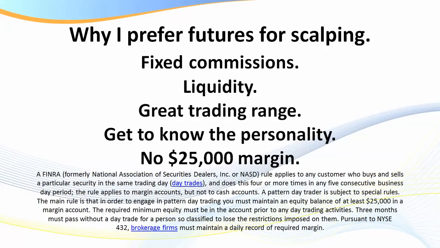Now, what market do I prefer for scalping? I prefer futures, and the reason is fixed commissions. I'm paying $4.60, $4.70 round turn, so it's very low. Great liquidity, particularly on the NQ, on the black gold, on oil. Oil is a fantastic market for scalping today, and there are great trading ranges on all of those, the NQ, YM, ES. Even if you go over to Euro Stoxx 50 and some of the others, you've got great trading ranges, and that's what you want. You want the market to be moving, with liquidity, and you want to be able to see those waves, and you get to know the personality.